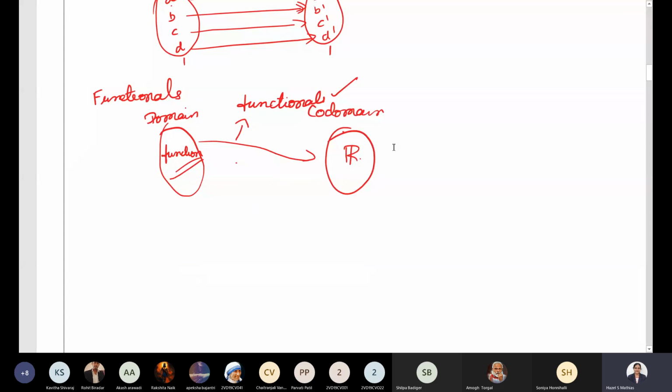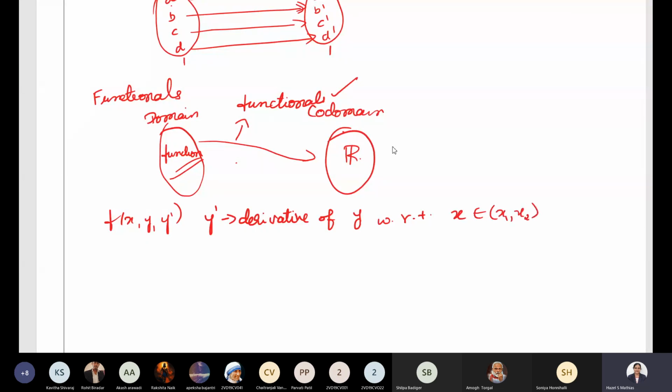Suppose you consider a function of the form f of x comma y dash, where y dash is the derivative of y with respect to x, and x is in the interval from x1 to x2. Then the integral from x1 to x2 of f of x comma y dash dx is known as the functional.